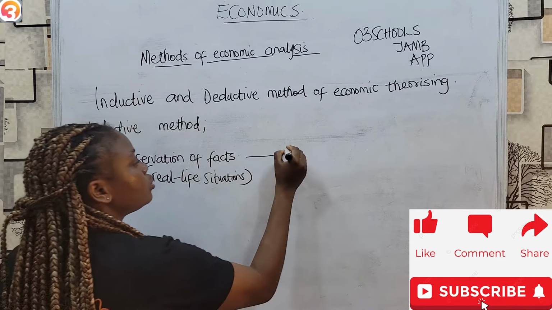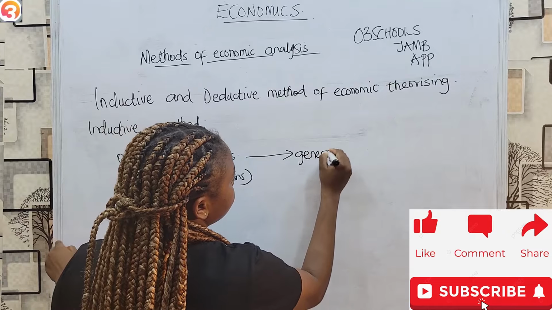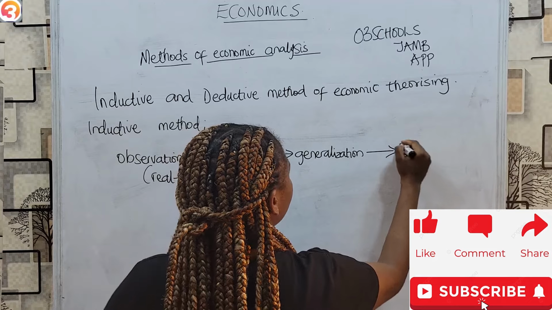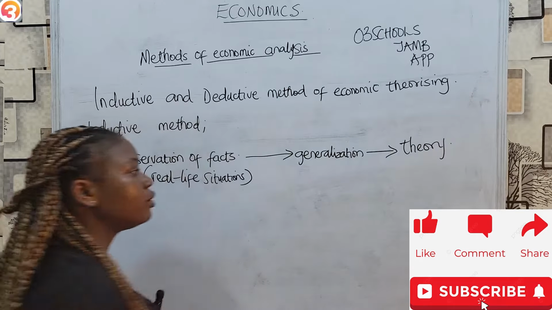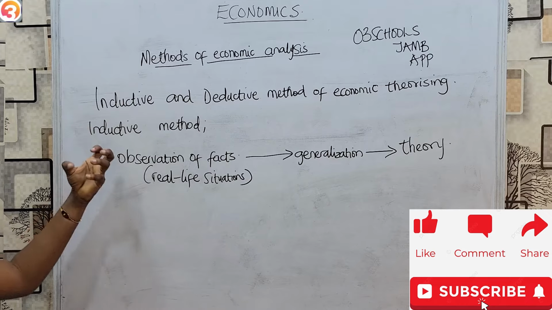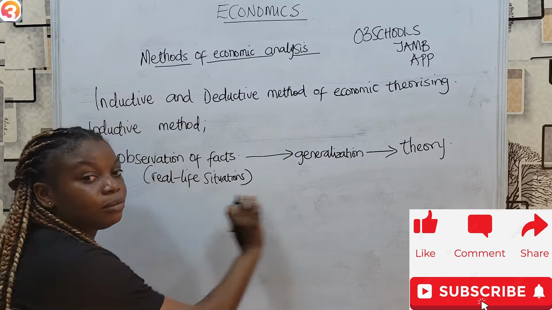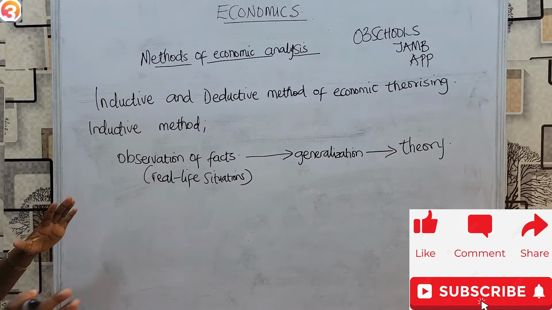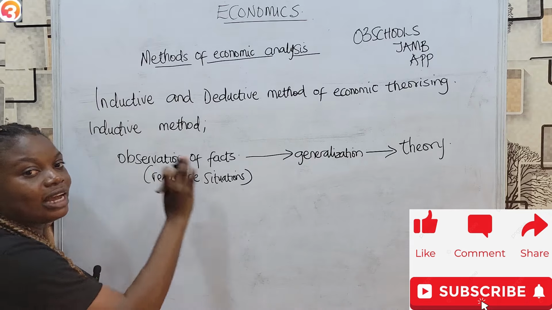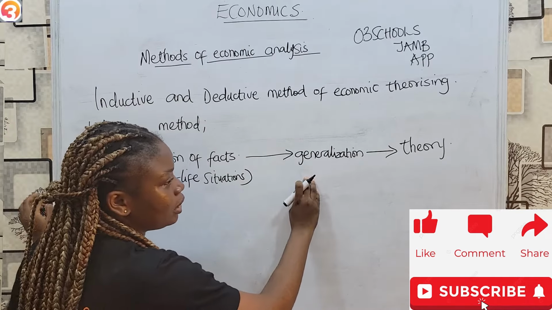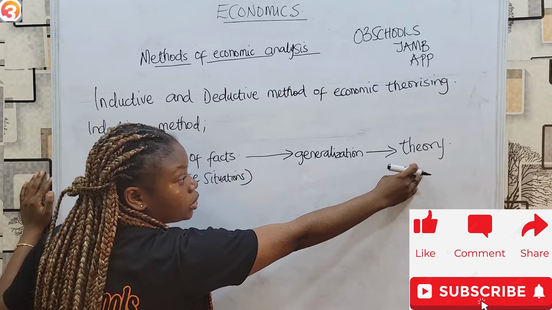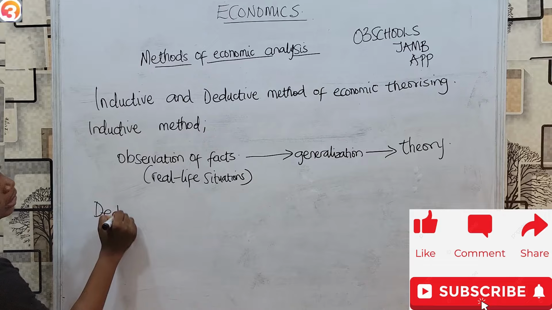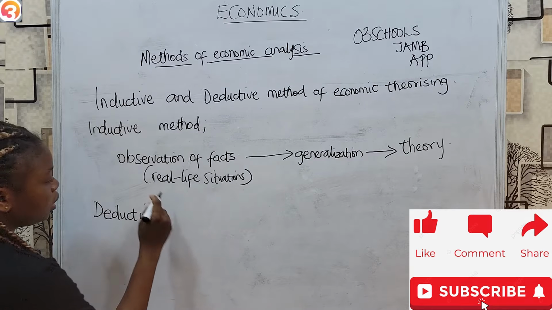And then we go down towards generalization, which then gives us our theory. This is the inductive method explained in a very simple manner. The inductive method starts with the observation of facts. When we're talking about observation of facts, we're talking about observing real life situations, then we generalize them, and then we finally come up with our theory. Then the deductive method. The deductive method takes an opposite form.